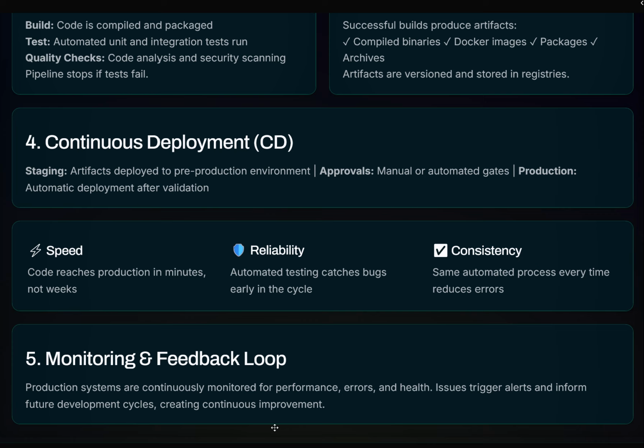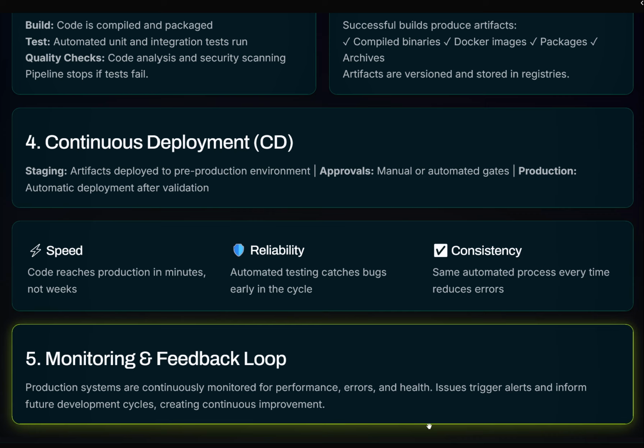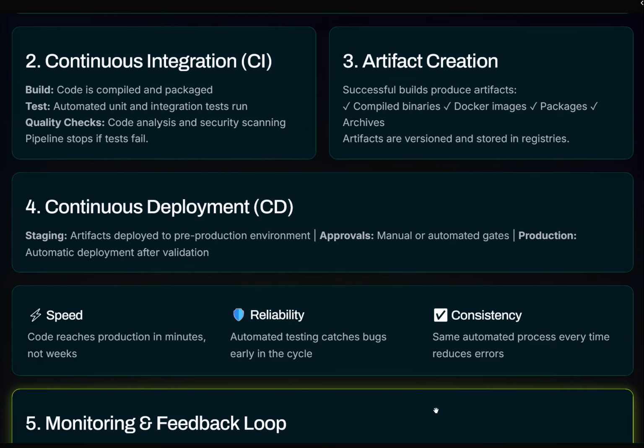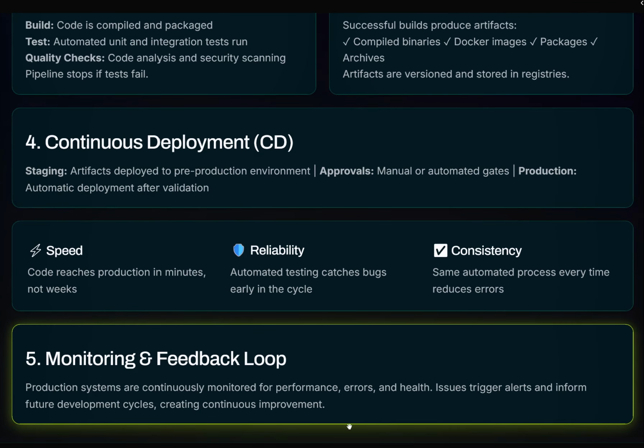And then finally, once you set your package into production, monitoring and feedback come up. That is continuous with deployment. I mean, development comes up, like finding performance issues, errors, and health. Then it feeds into future development cycles for continuous improvement.